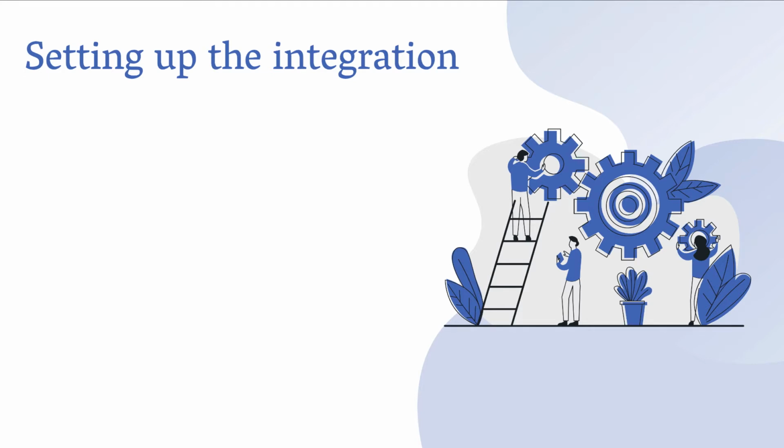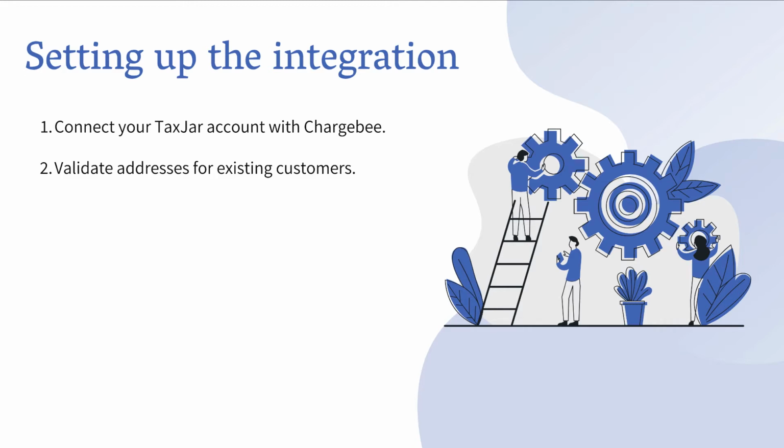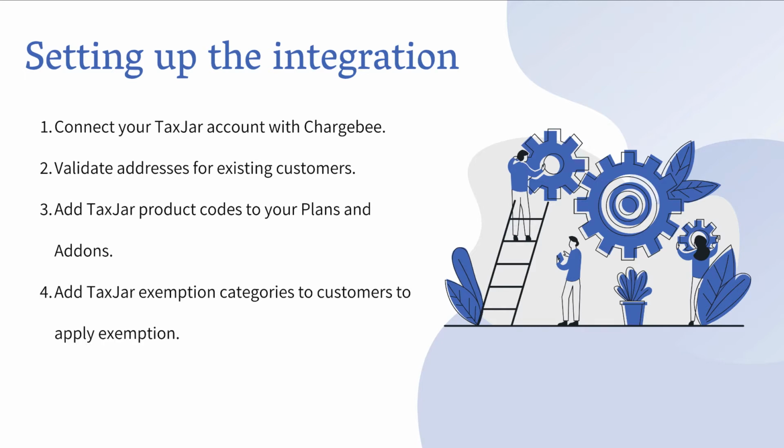Setting up the integration involves these 5 steps. Connecting your Taxjar account with Chargebee. Validating addresses for existing customers in your Chargebee site. Adding Taxjar product codes to your plans and add-ons. Adding Taxjar exemption categories to customers to apply exemption. Enabling Taxjar as your mode of tax calculation.